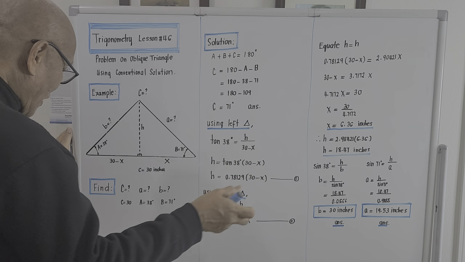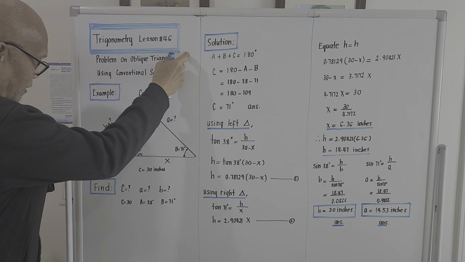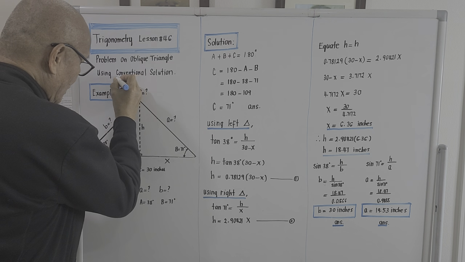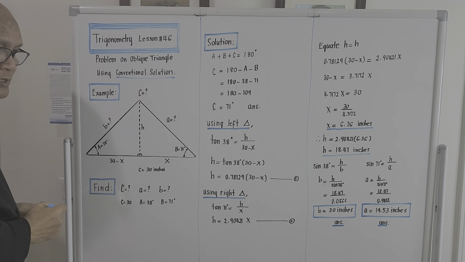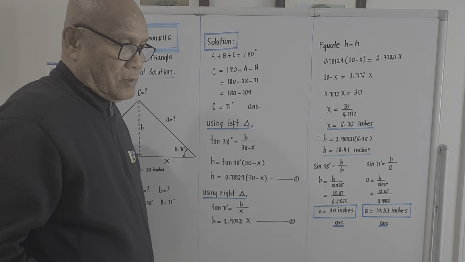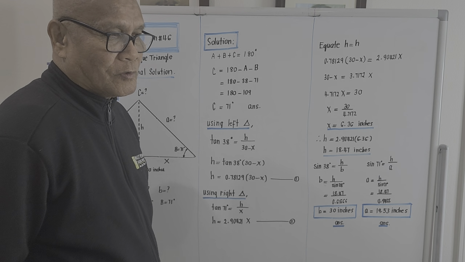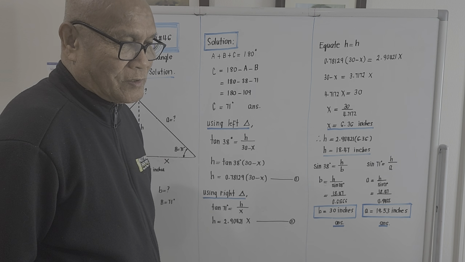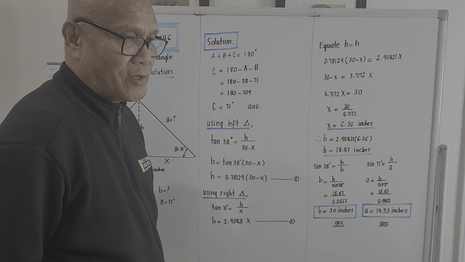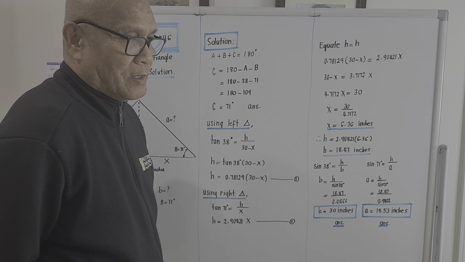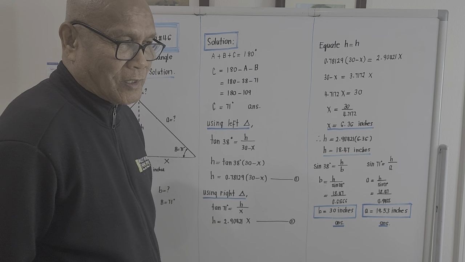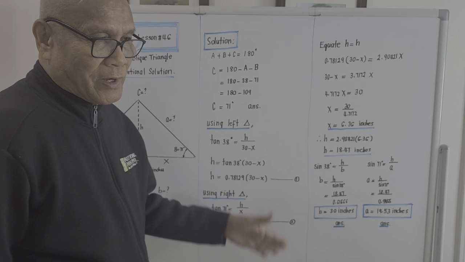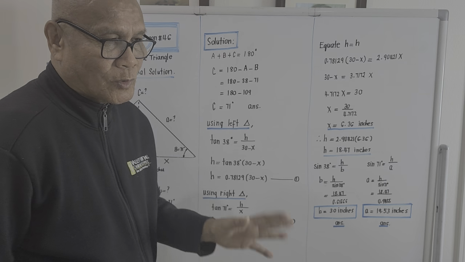Okay, so the title of the topic will be Problem on Oblique Triangle using the so-called conventional solution. Conventional solution is just the solution by using the plain definition of trigonometric functions, that is the sine, cosine, tangent. Because the sine law solution was a special case solution, a simplified solution for oblique triangles. And for this morning, I will be presenting an alternate solution so we could verify if the answer from the sine law solution was actually correct or not.